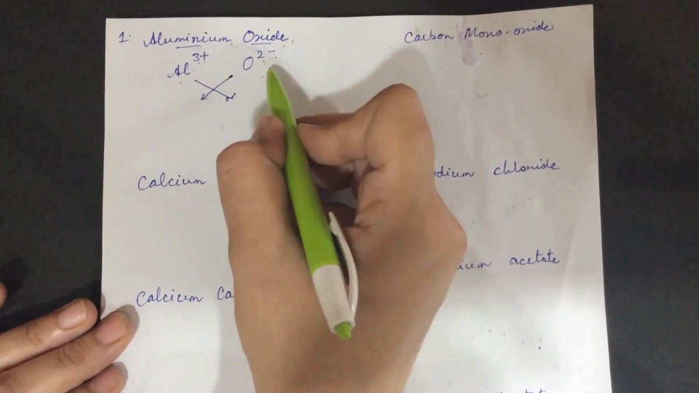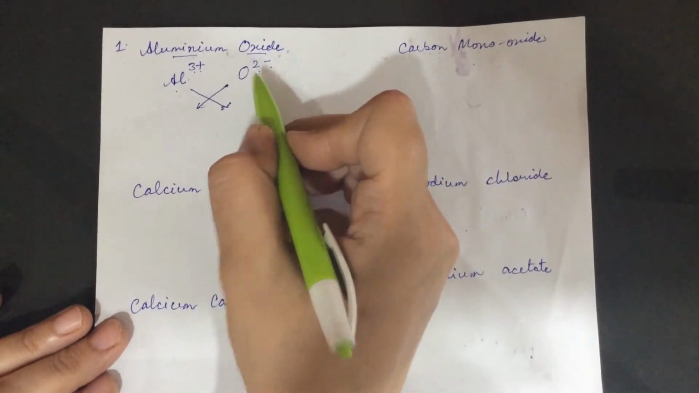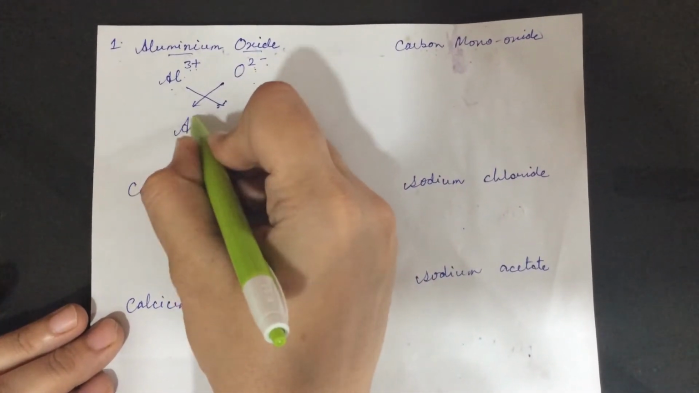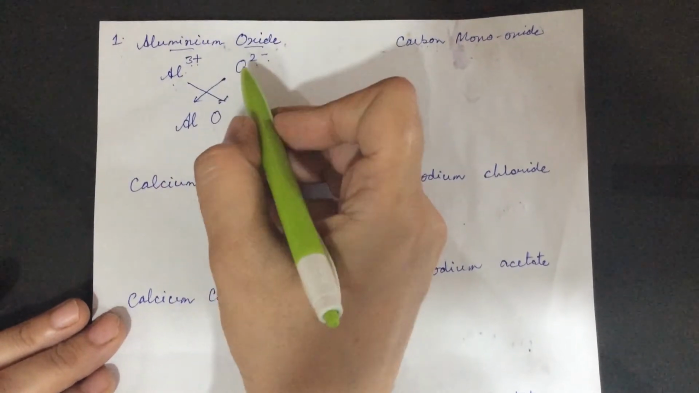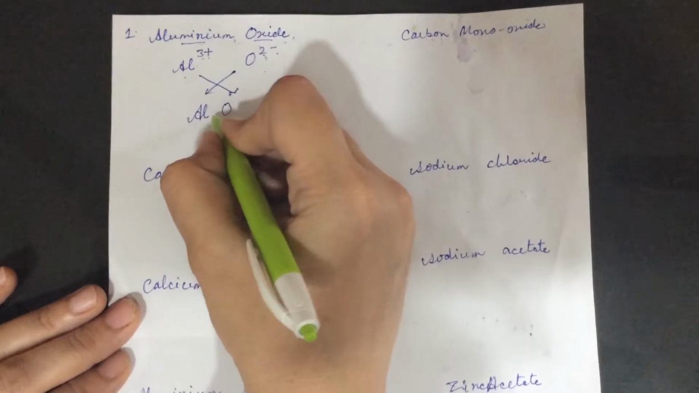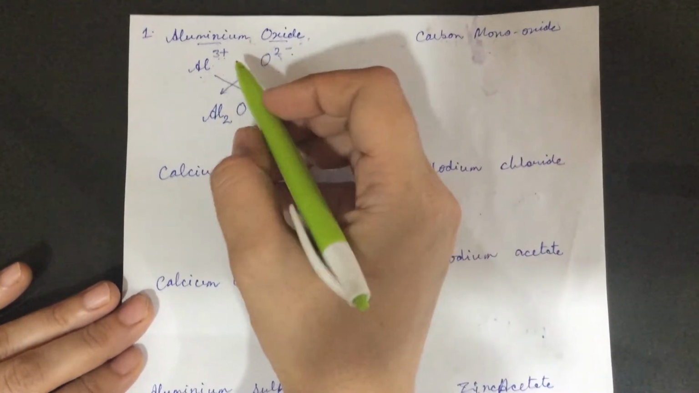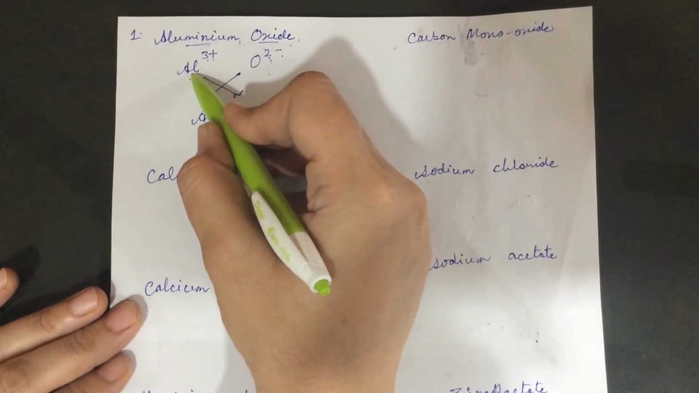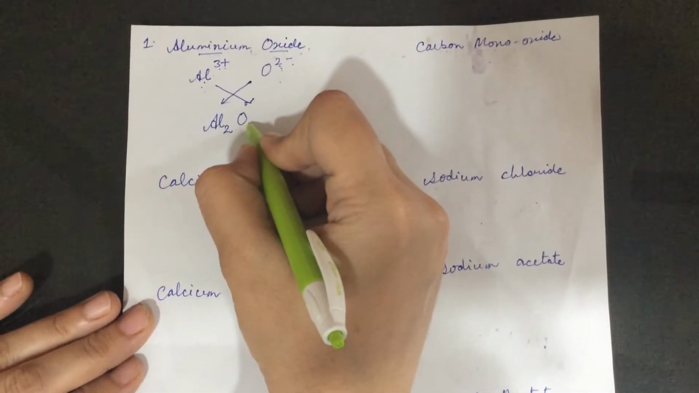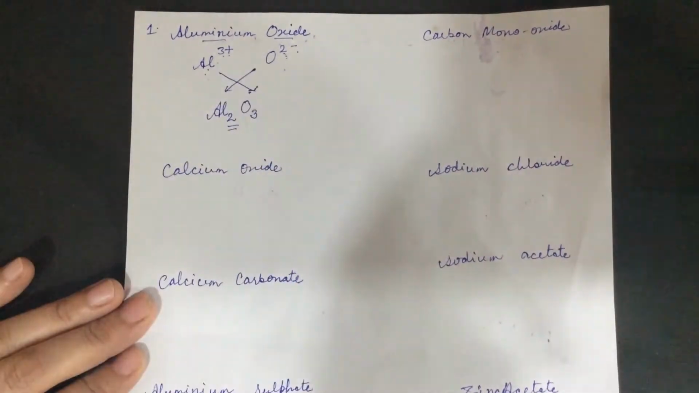So now our positive and negative charges have cancelled out, and we don't see any common factor in the valencies. So what we are going to do by using the crisscross method is write the charge and the valency of oxide at the right bottom of aluminium, which we call subscript, and similarly the valency of aluminium we are going to write at the right bottom of the oxide. So this is the formula for aluminium oxide.